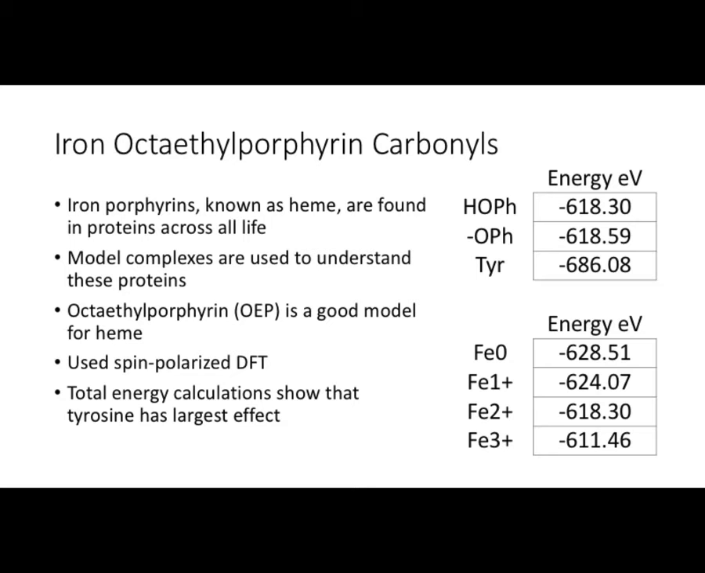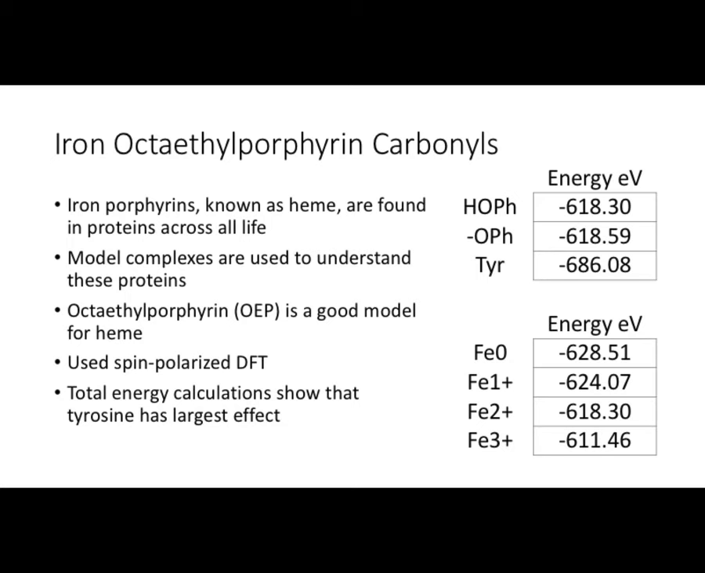And in this study, I used spin polarized DFT because, as you can see on the side here, I had some that weren't singlets. I had some doublets as well. And just from the total energy calculations, you can see that by adding the tyrosine to it, it had the greatest effect on the electronics out of any of the other substituents.